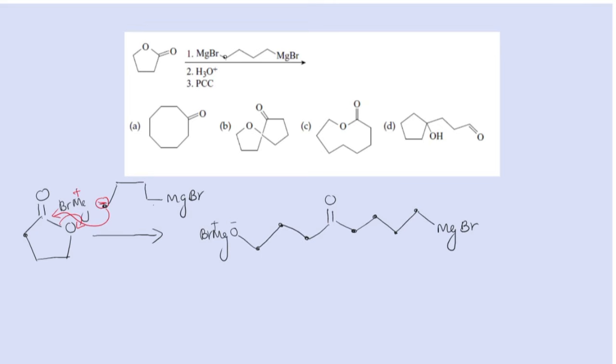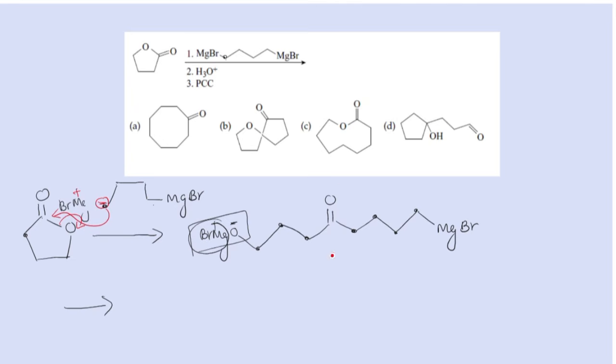Many students think that because there is an OMgBr, this is also a Grignard reagent. No, this cannot be an organometallic compound because the metallic part is not attached to the carbon, but it is attached to the oxygen. So this is a salt, right? MgBr is just a counter ion to balance this O minus. What should happen in the next step?